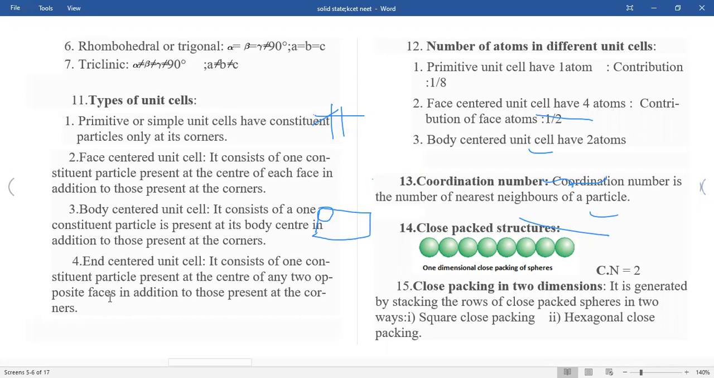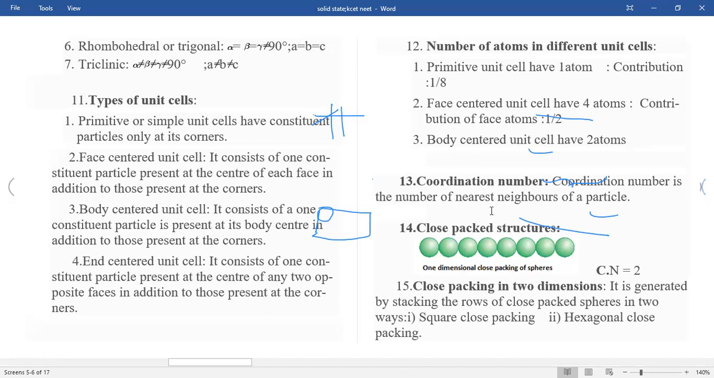Come to the next point, number of atoms in different unit cells. This you have to concentrate on, because they are going to ask you a question based on this. The number of atoms in a primitive unit cell is 1, and the contribution of atoms present at the corner is 1/8. For face centered, the number of atoms or the rank of the unit cell is 4, and the contribution of a face atom is 1/2. For body centered, the rank of the unit cell or the number of atoms will be 2. This you have to remember.